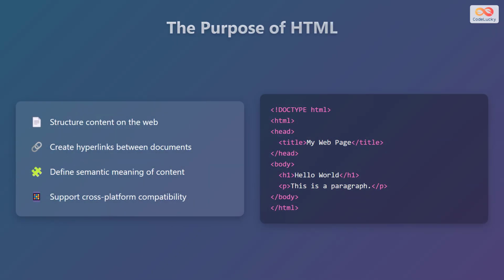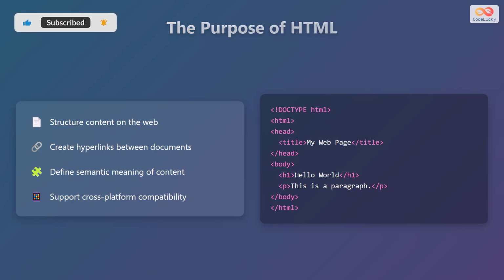HTML serves several key purposes on the web. Primarily, it's used to structure content on the web, create hyperlinks between documents, define the semantic meaning of content, and support cross-platform compatibility. Here is a basic example of HTML code.